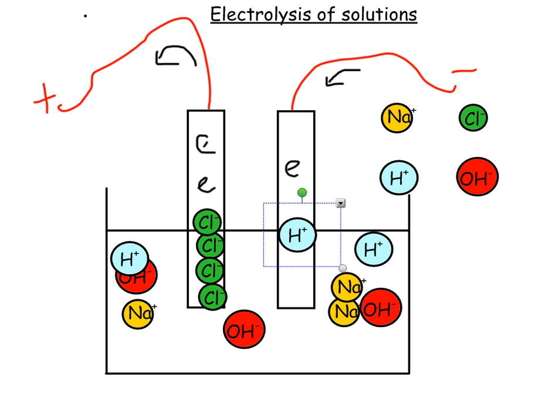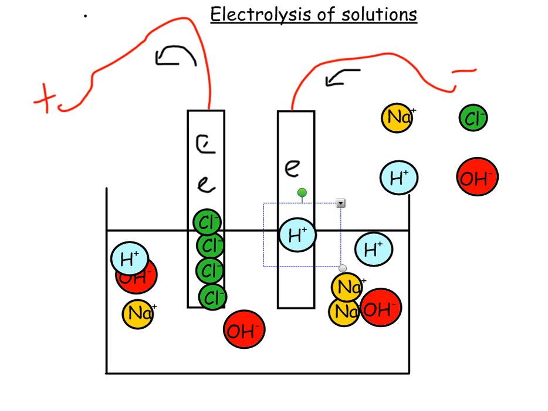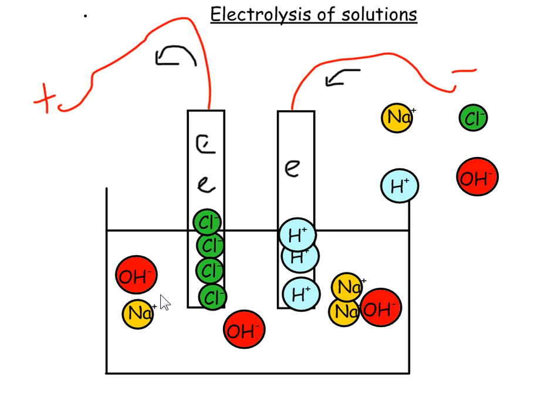Hydrogen is given off. Go back again, remember? If there is a low reactivity metal, that gets given off. But if there is a high reactivity metal, hydrogen is given off. So here, hydrogen wins. I'll leave that out there, leaving behind this sodium and this hydroxide, which bond together nicely, forming sodium hydroxide.